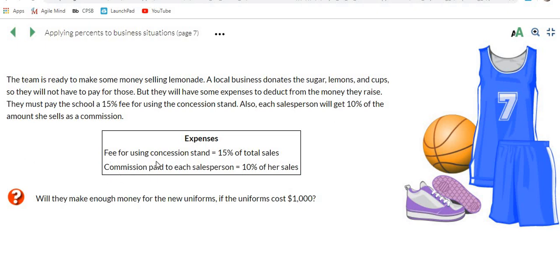And then commission, if you've never heard of commission, is like paying somebody. That's what the people working are getting money for. That's called a commission.